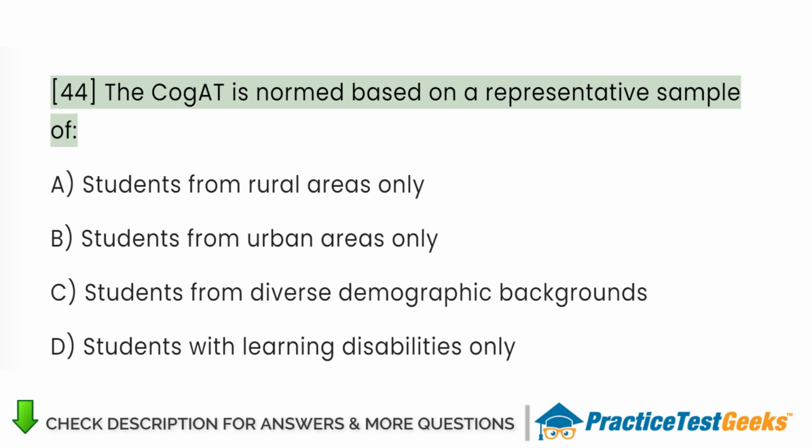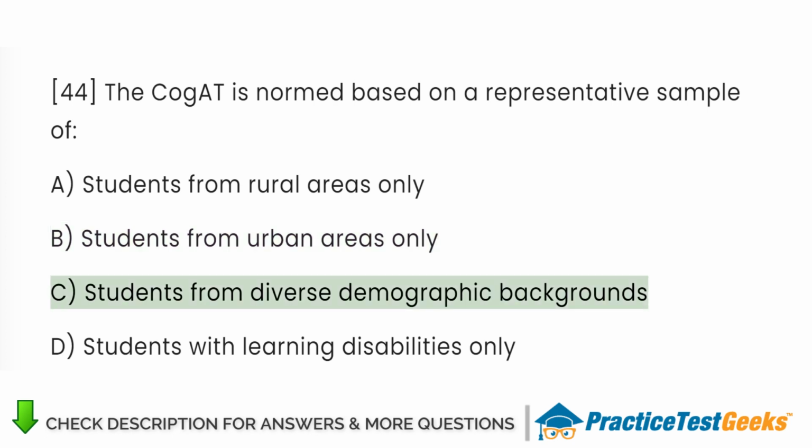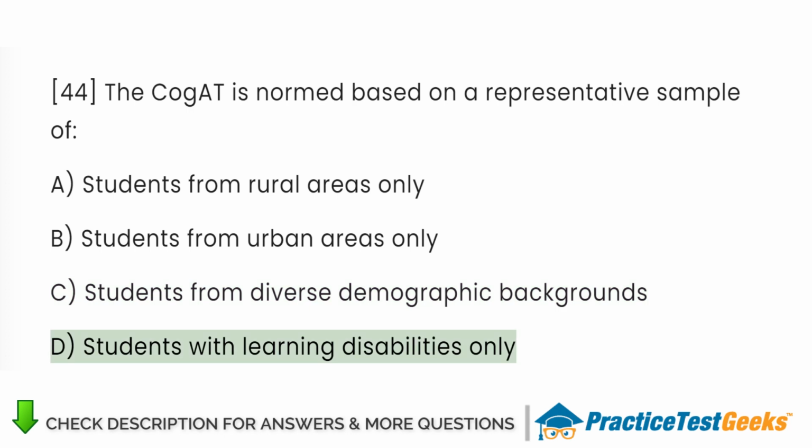The CogAT is normed based on a representative sample of A. Students from rural areas only. B. Students from urban areas only. C. Students from diverse demographic backgrounds. D. Students with learning disabilities only.